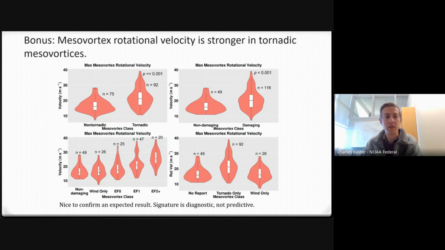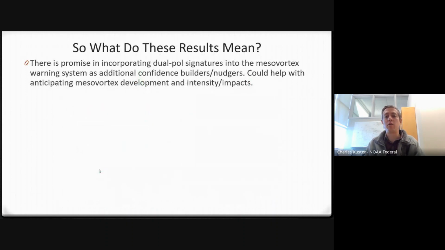All right, so I presented a whole bunch of information. I kind of just want to break it down as what I think all of this means, kind of my interpretation of the results. I think that there is promise to incorporating some of these signatures into the mesovortex warning system, especially KDP cores into it as a new confidence builder. I think it can help with anticipating mesovortex development as well as intensity and impacts, especially as you get to see more and more of those confidence builders within the mesovortex warning system.